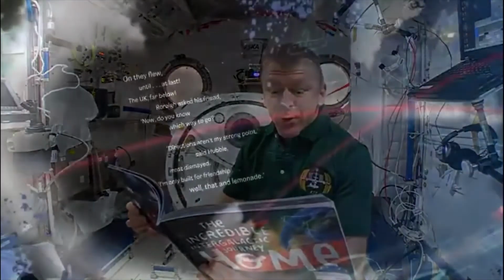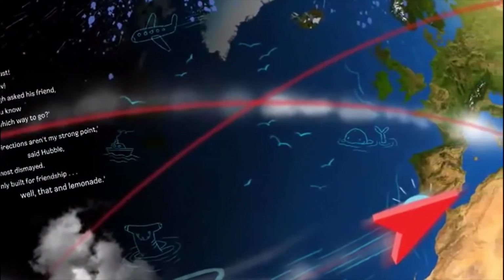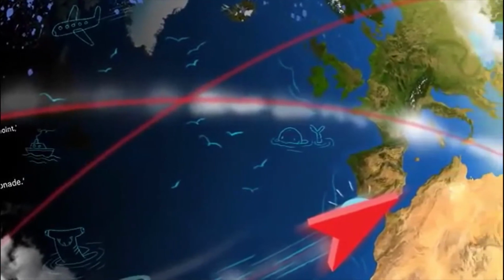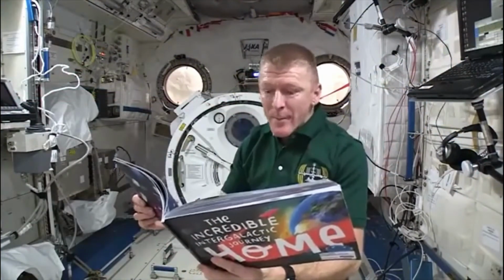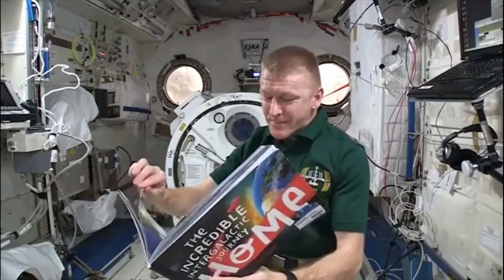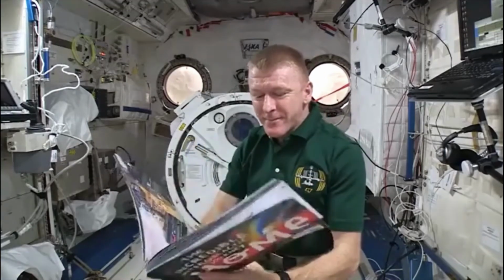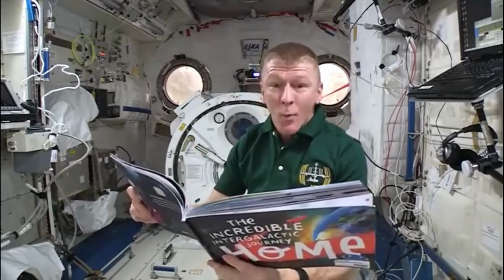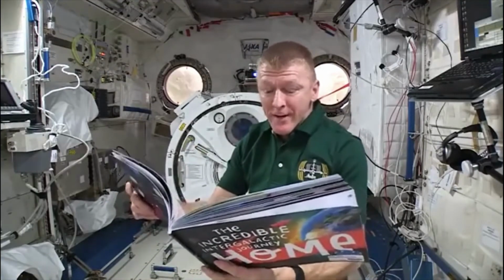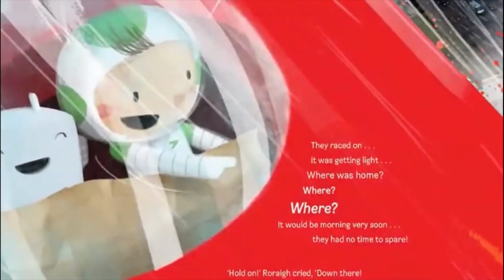On they flew until, at last, the UK far below. Rory asked his friend, "Now, do you know which way to go?" "Directions aren't my strong point," said Hubble, most dismayed. "I'm only built for friendship, well, and that lemonade." They raced on. It was getting light. Where was home? Where? It would be morning very soon. They had no time to spare.